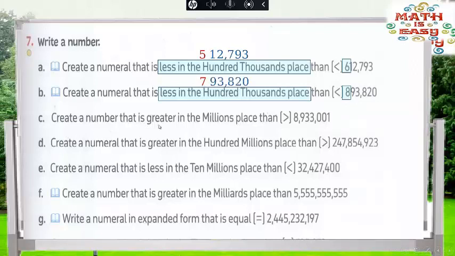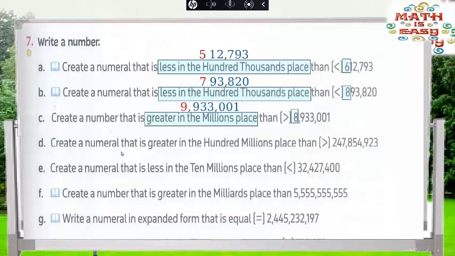Create a number that's greater in the millions place than the number here. In the millions place we have 8. So what should you write after 8? After 8 we have 9, to be 9 greater than 8. 9 million is greater than 8 million, and type all digits without a change.